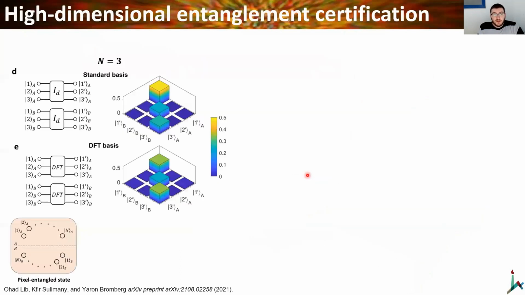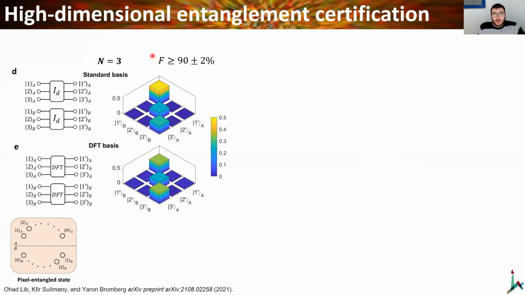The first test that we consider is high-dimensional entanglement certification. For n equals 3, a 3-dimensional entanglement in the input space, we want to certify that the input state is indeed entangled. So we use the MPLC to transform between 2 measurement bases. First, we measure the correlations in the standard computational basis. The MPLC simply encodes the identity operation, and we measure nice correlation between the photons. And then we transform to the discrete Fourier transform basis. The MPLC implements the DFT matrix on each of the photons, and we measure correlations as well.